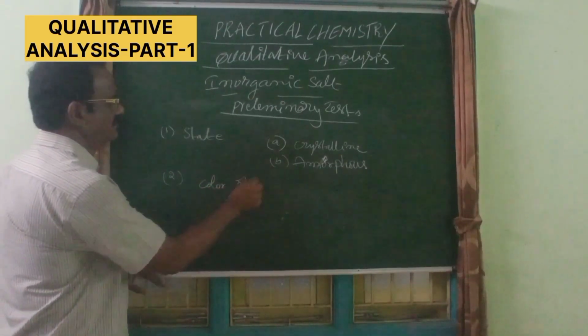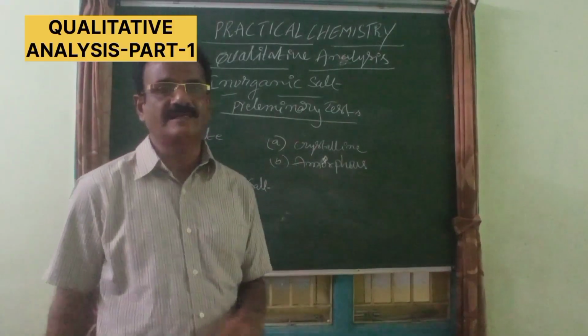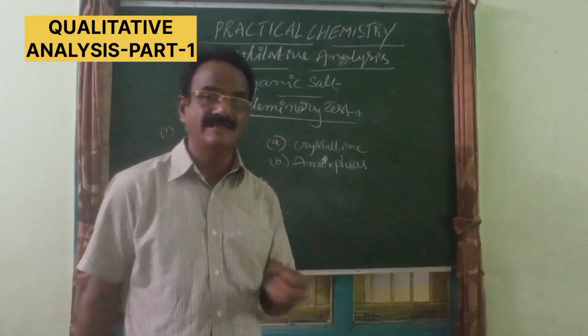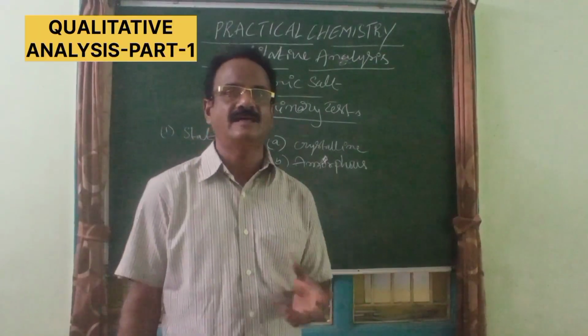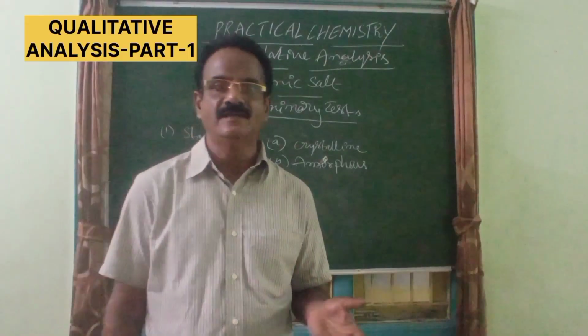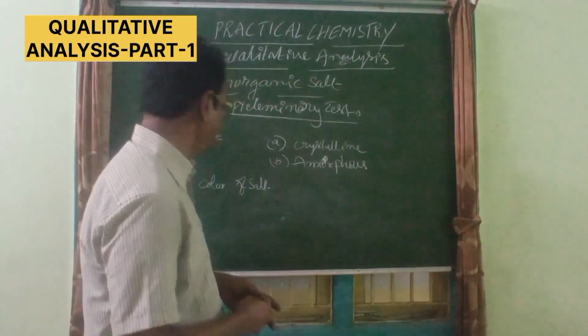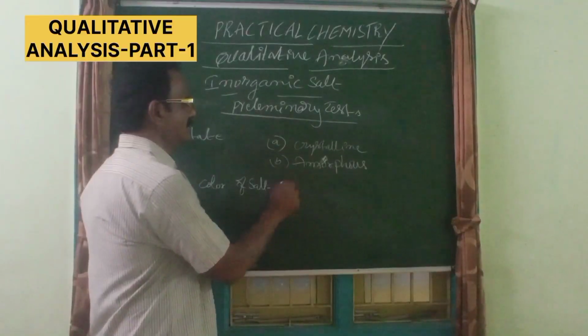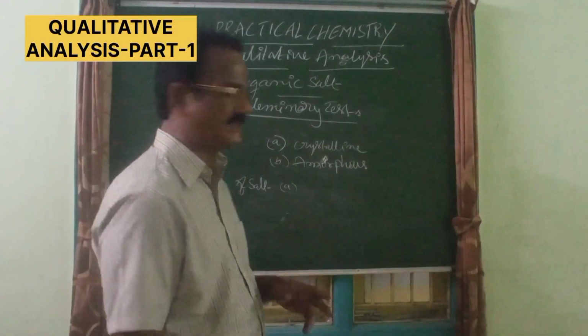Color of salt. Here you know that there are several colors in nature, but only some inorganic salts have colors, because they have ions which can produce color due to electronic transition. Is it clear? Let us see the probable colors given to students in the colleges.